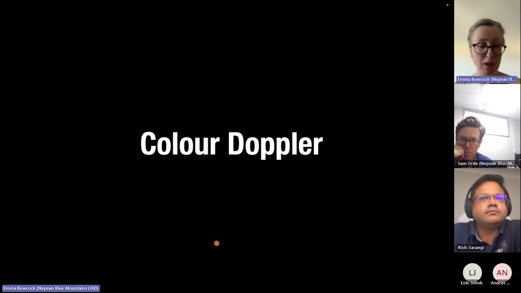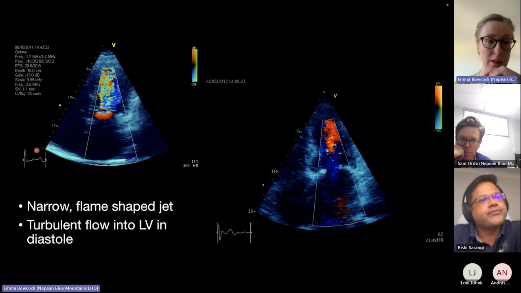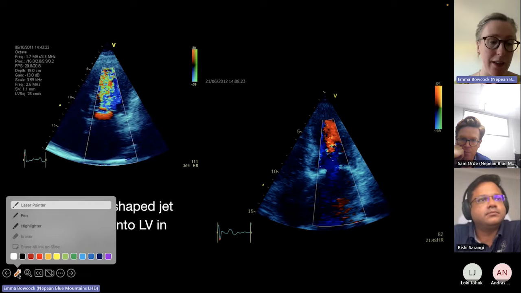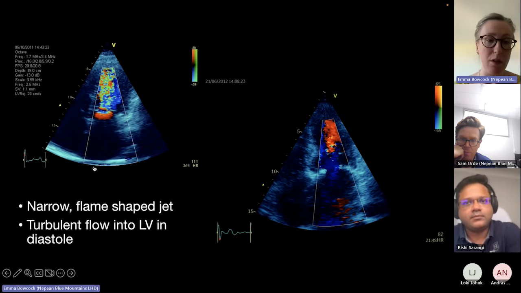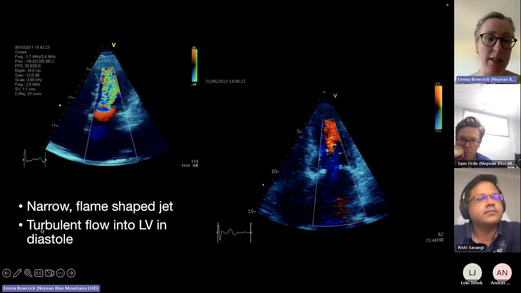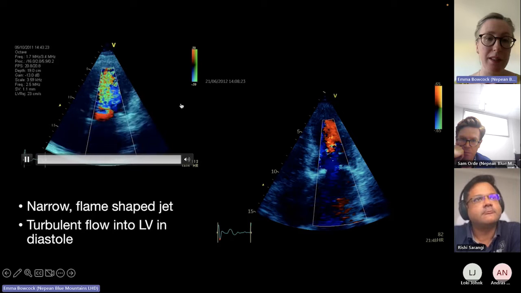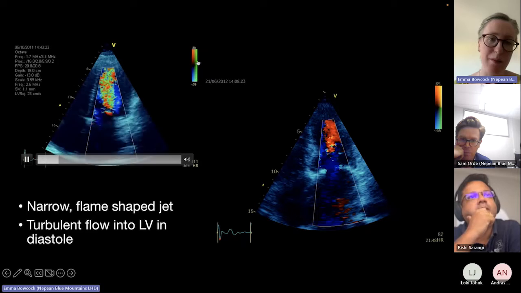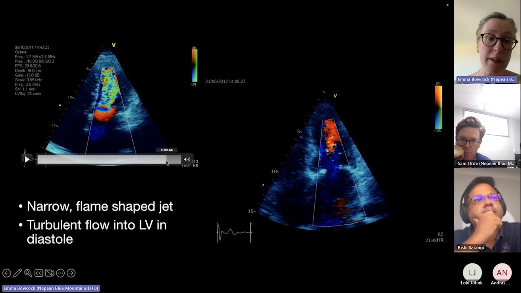All right, so then moving on from 2D to colored Doppler. Classically, we would see this flame-shaped jet, is what we talk about. And then you often see this PISA on the inflow as well. So I'll just show that. You can see that the scale is appropriate. It's got that awful variance on, which I'm not a massive fan of. I tend to turn that off. But anyway, it shows turbulence, doesn't it, in the inflow.